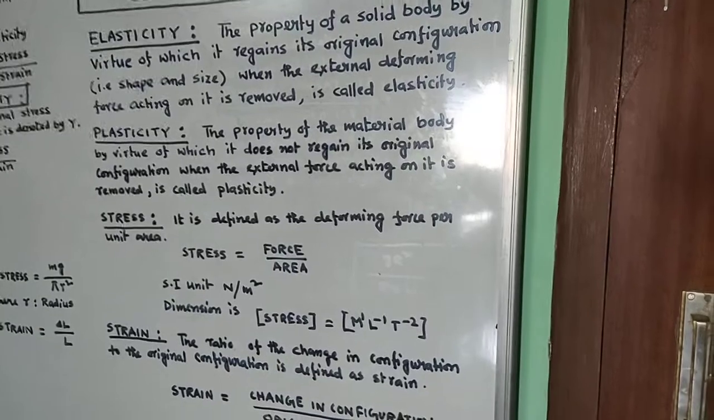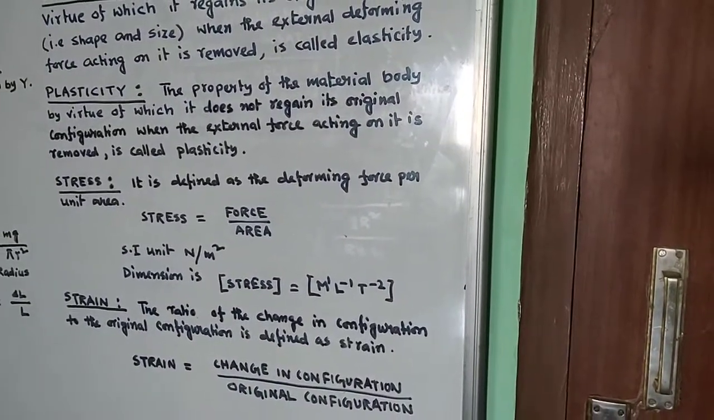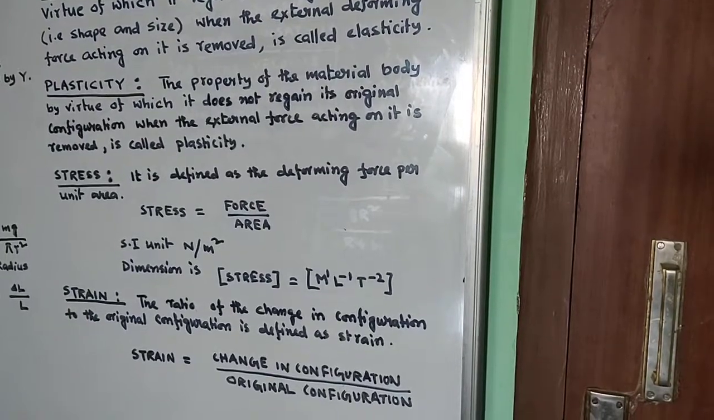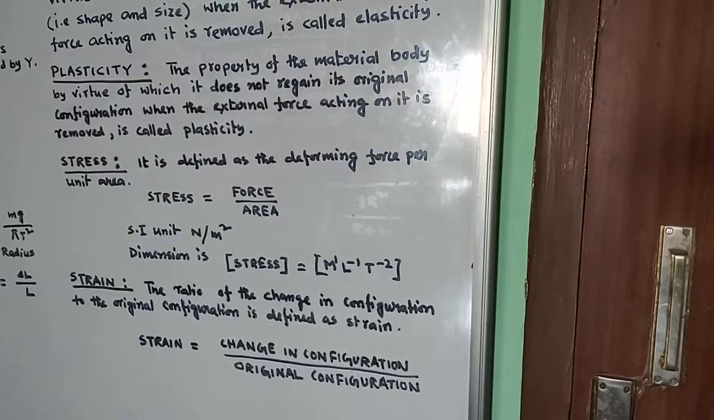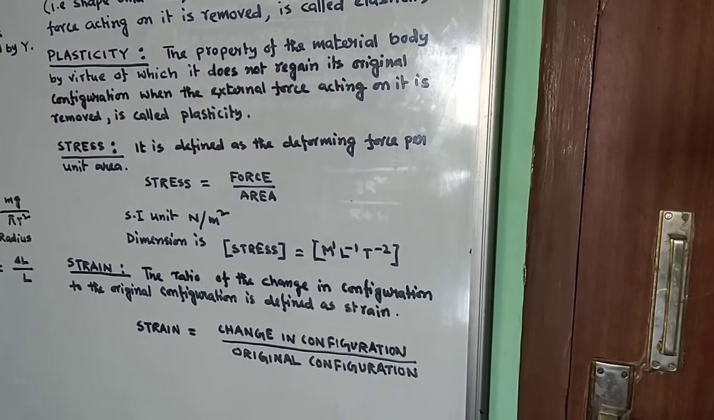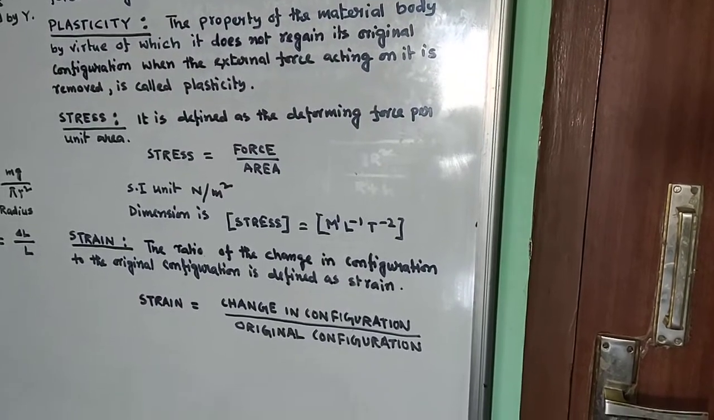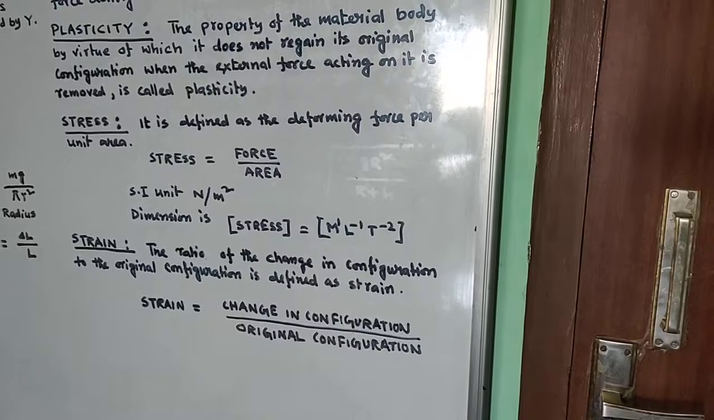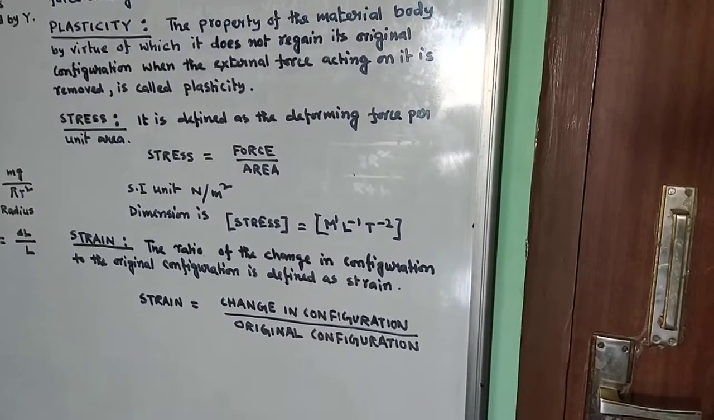So deforming force can be defined by the term stress. Stress is defined as the deforming force per unit area. So stress equals force by area. The SI unit is Newton per meter square. And the dimension is, if you substitute force, then MA, M1 L1 T minus 2. And down it is L2, the area. So one L goes off.